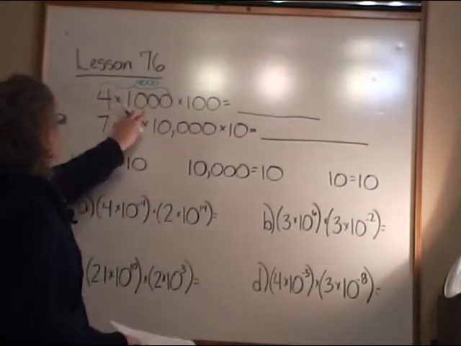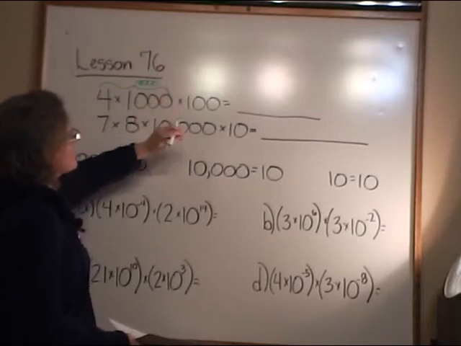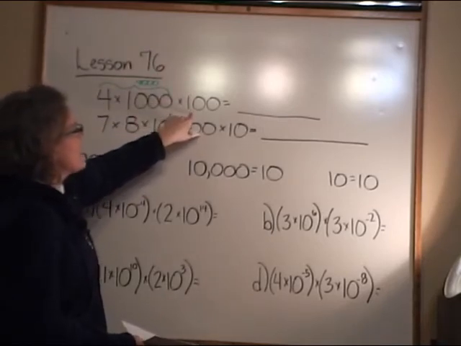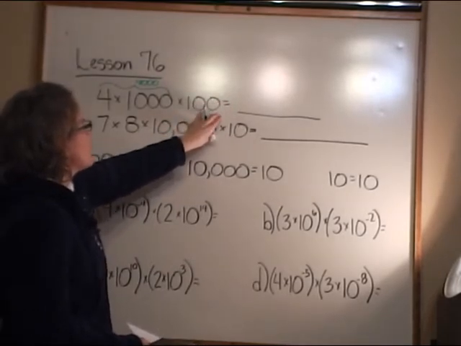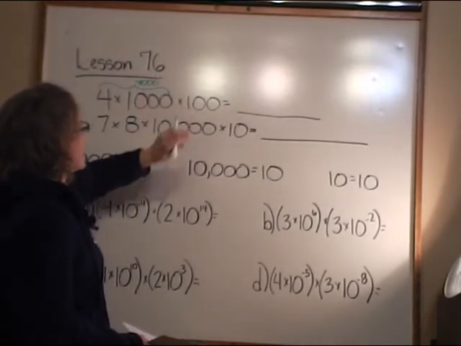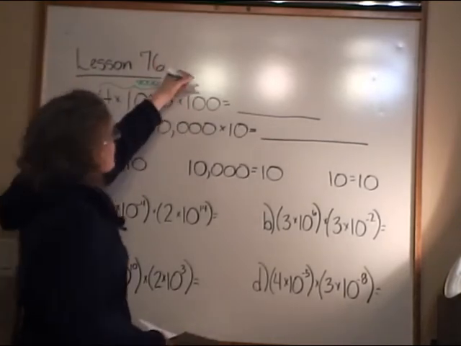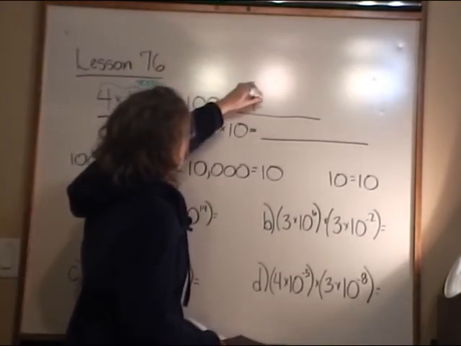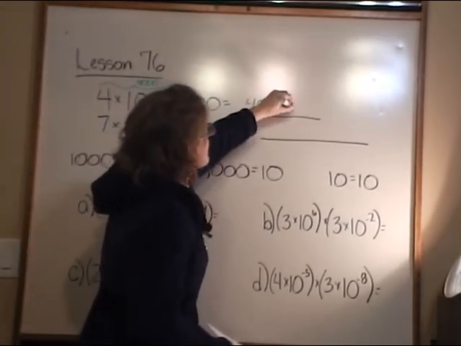So 4 times 1,000 equals 4,000. Then we're going to take this 4,000 times 100. Well, whenever we have a 1 with zeros and we're multiplying by that, we just add the number of zeros to the end of the number. So 4,000 times 100 is going to be 4,000 and 2 more zeros.